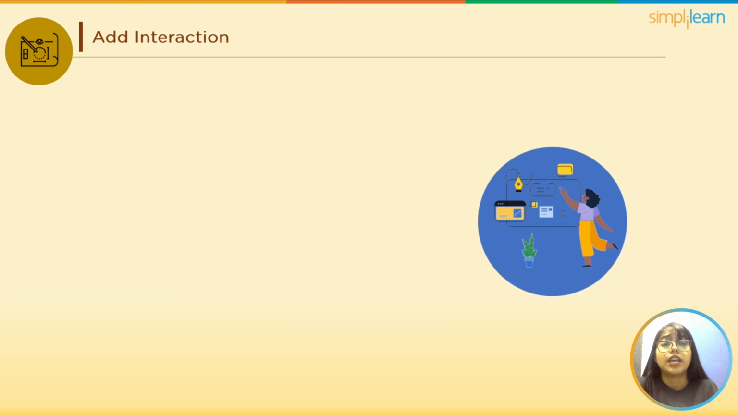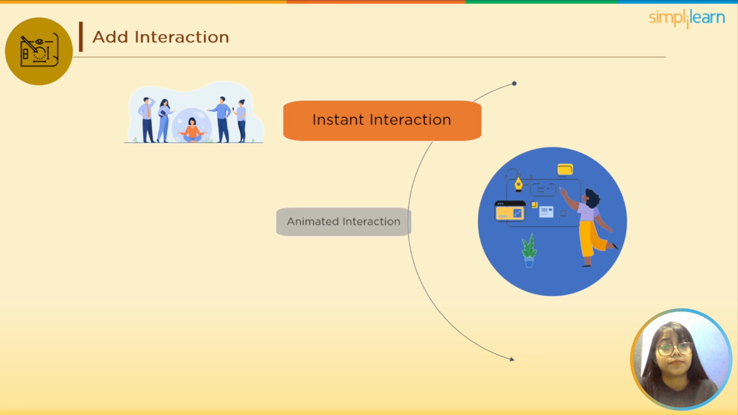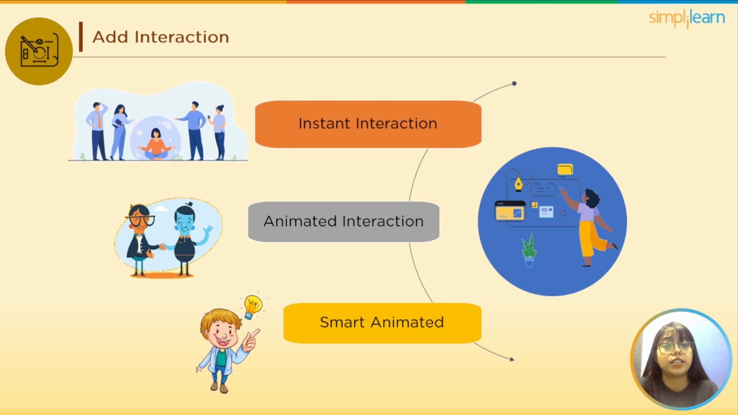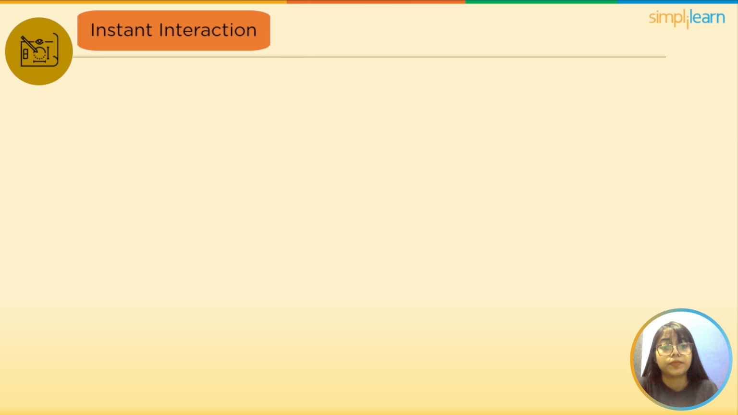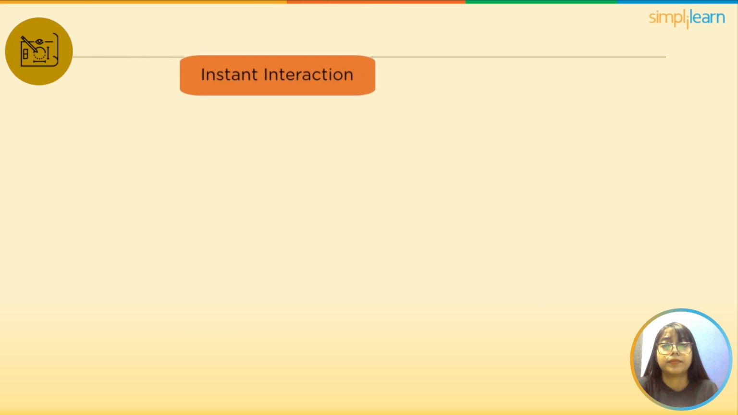Interactions can be done in 3 ways: instant interaction, animated interaction, and smart animated interaction. So the first one is instant interaction. Use instant interaction to let the action be taken and placed without movement or effect. It will be helpful to navigate between pages or modals. Example, navigation between pages. With an instant animation, you can navigate by just tapping a button.